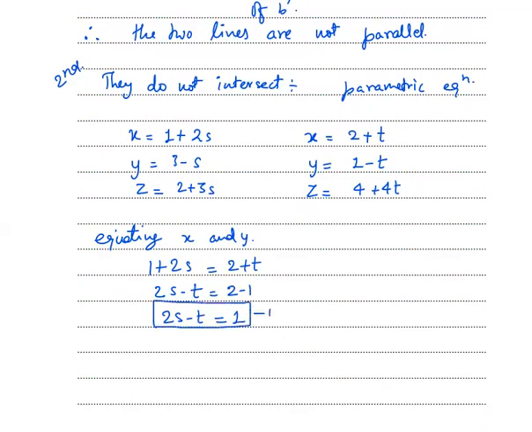This is equation 1. Then from here I can write for y, right? I can equate y and write 3 minus s is equals to 1 minus t. Therefore, I can write this as 3 minus 1 is equals to s minus t, or s minus t is equals to 2. This is my equation 2. All right.